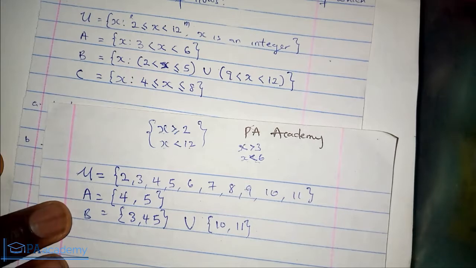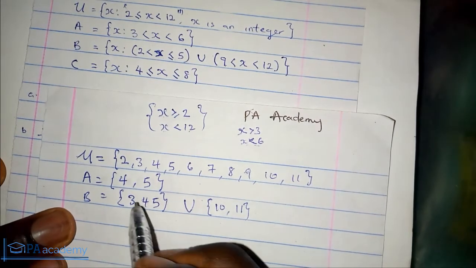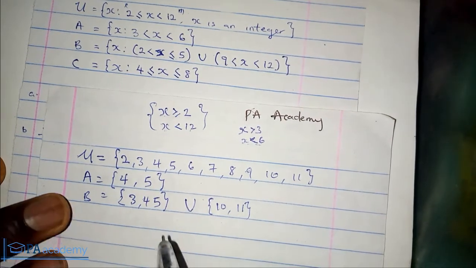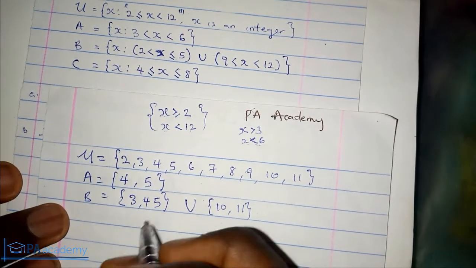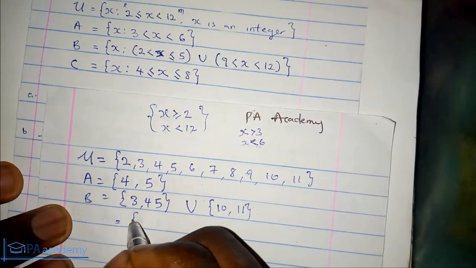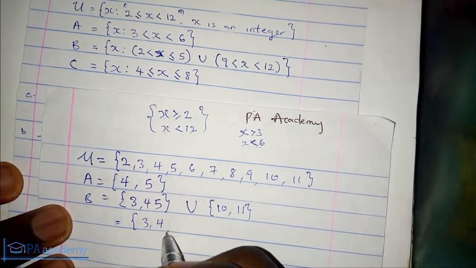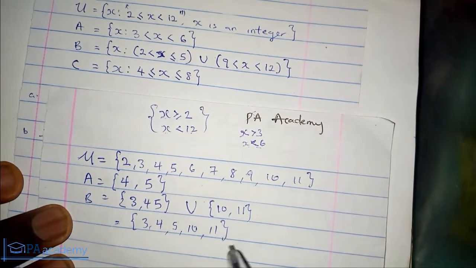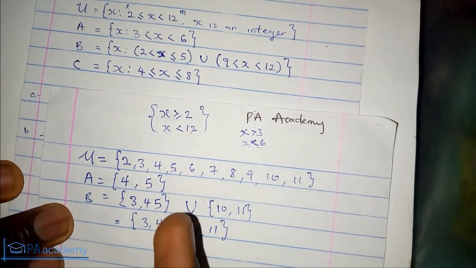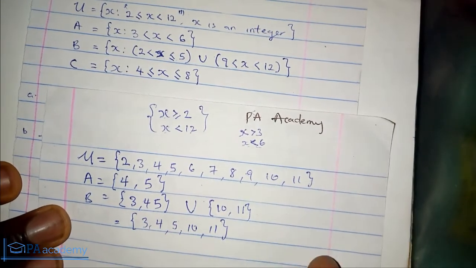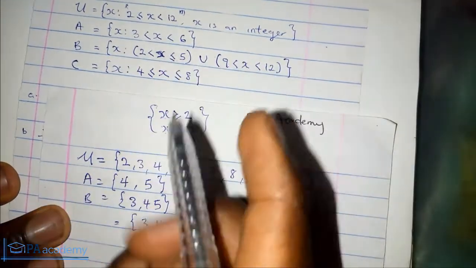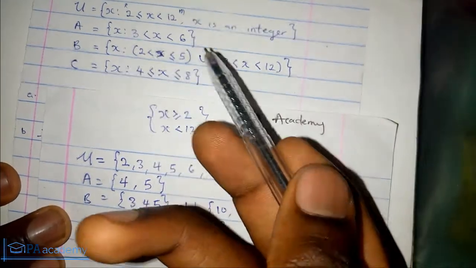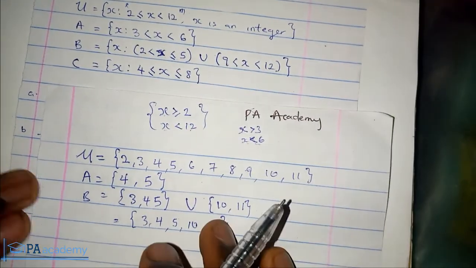So now, to get the real value for B, we are going to look for the union. Don't forget, union is the collection of both sets. So the value for our B will be 3, 4, 5, 10, and 11. You can see that to derive set B, we have to apply the union of sets in order to get the values for B.